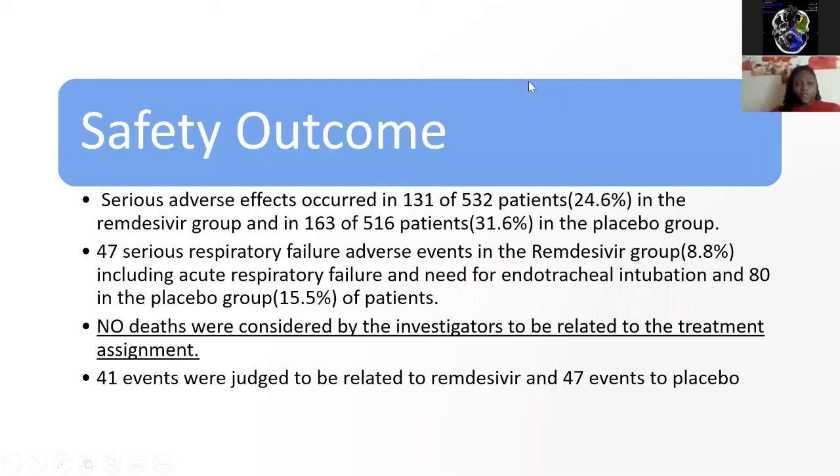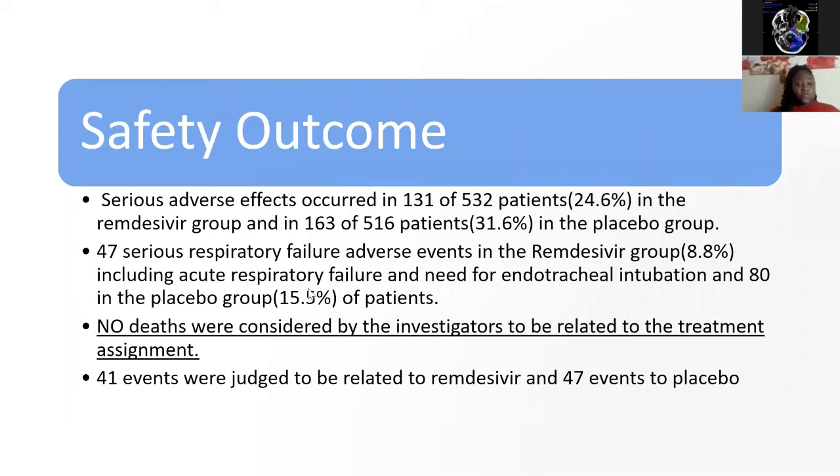So it's very important for whatever paper to actually state what the adverse effects are and their severity. Because to give you an idea, if we say this drug or intervention should be used on a wide scale, and the adverse events are even more than the benefit we think it has, then of course we know we shouldn't go with it. So particularly from this paper, they stated that serious adverse events occurred in 131 of the 532 patients in the Remdesivir group, which accounted for 24.6%, and in 163 of 516 patients, which accounted for 31.6%, in the placebo group.